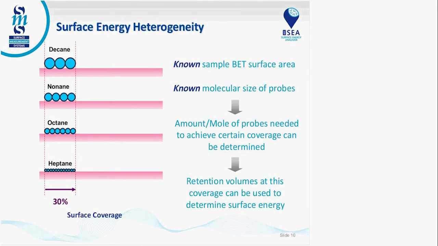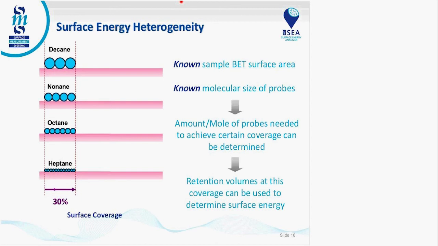So the way we do this is, if we know the surface area of the column and the cross-sectional area of the probe molecule, we know exactly how much surface is in the column based on the mass and the surface area of the material. We can inject discrete amounts of the different vapors to cover a certain amount of the surface. For instance, in this cartoon, we know the surface area, we know the cross-sectional area of these probe molecules. We can theoretically inject a fixed number of moles to cover a fixed surface coverage.